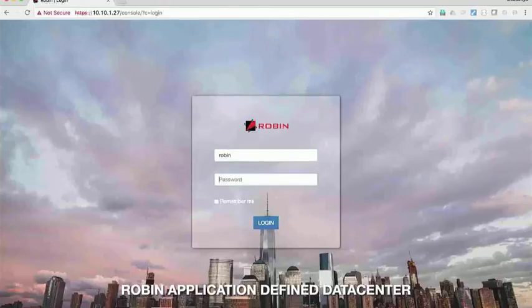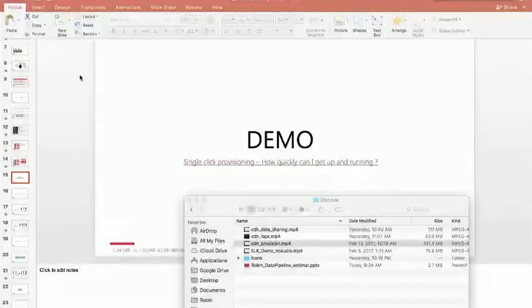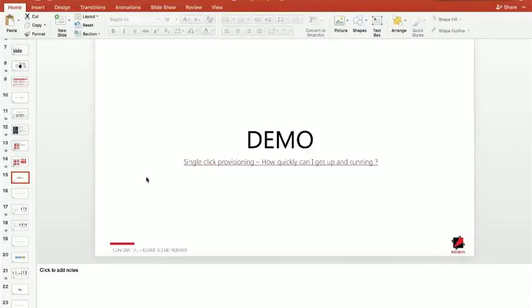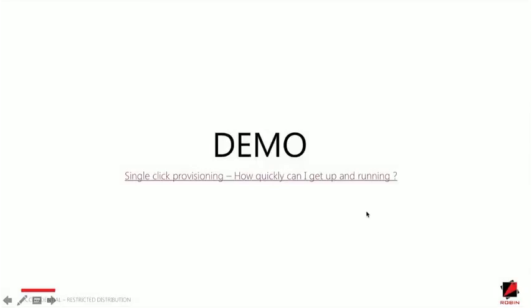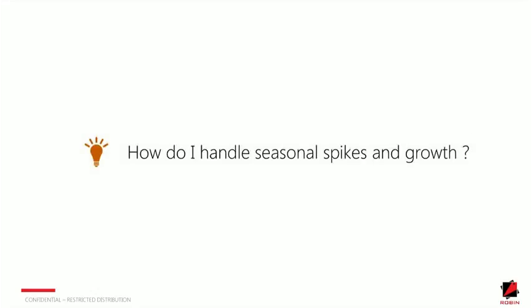So the whole point of this demo was how simple it is for you to provision a particular cluster on the Robin platform. And I'll show you another one. It's not just Cloudera or not just Hortonworks. It works for other components of your data pipeline as well. So with that done, I'll move into the other questions.